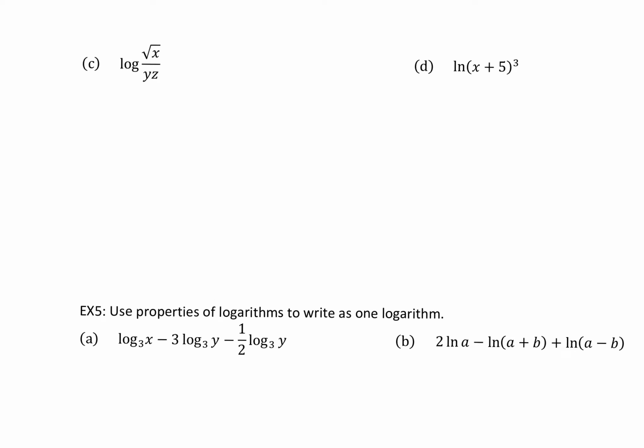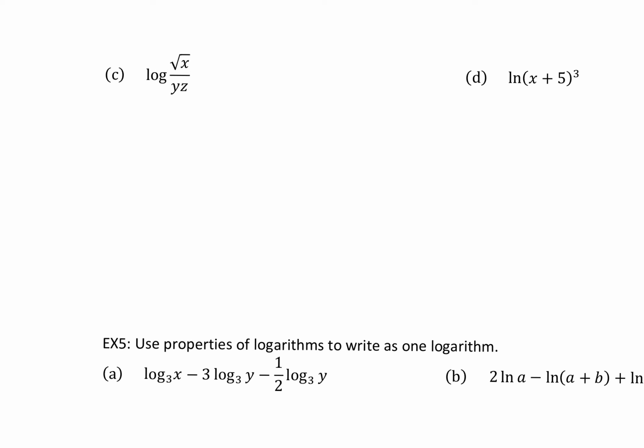We will keep going with more examples of expanding. Here, notice that this log doesn't have a base, so I'm assuming it's base 10. We'll go ahead and expand this out. I have the division. So again, I start with property number 6, where I take log. It's base 10, I'm not going to write it. I'm just going to write log of square root of x, and then it's going to be minus log of yz.